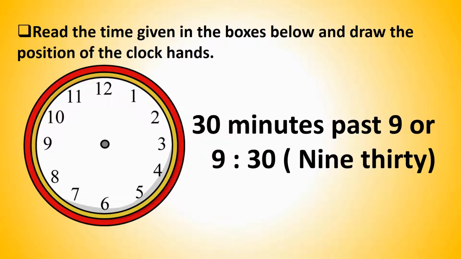Read the time given in the boxes below and draw the position of the clock hands. Students, you have to draw minute and hour hands which show the time 30 minutes past 9 on the clock. Students, now tell me, the minute hand will be on which number? Yes, the minute hand is at 6. And tell me students, the hour hand will be on which number? Very good students. The hour hand is between 9 and 10. So, the time is 30 minutes past 9 or 9:30.